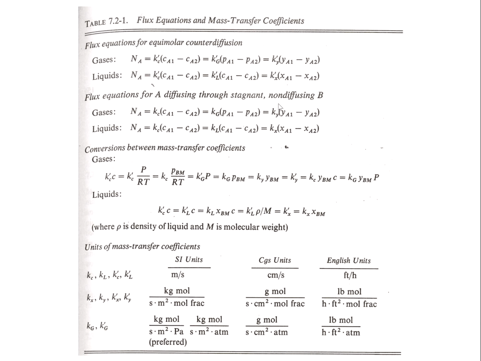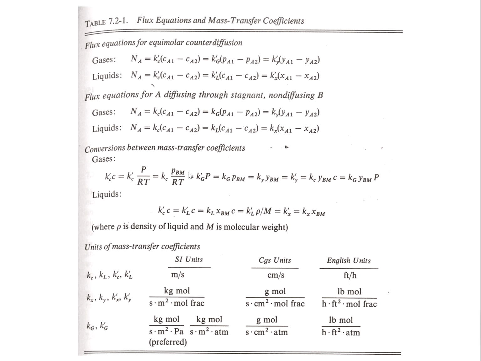Okay, now the main thing that you can see from here is that for EMCD, the coefficient has a prime sign, but for stagnant B, you don't have the prime sign. So the driving force is still the same, which is the concentration difference, Ca1 minus Ca2, but you have Kc instead of Kc prime for stagnant B.